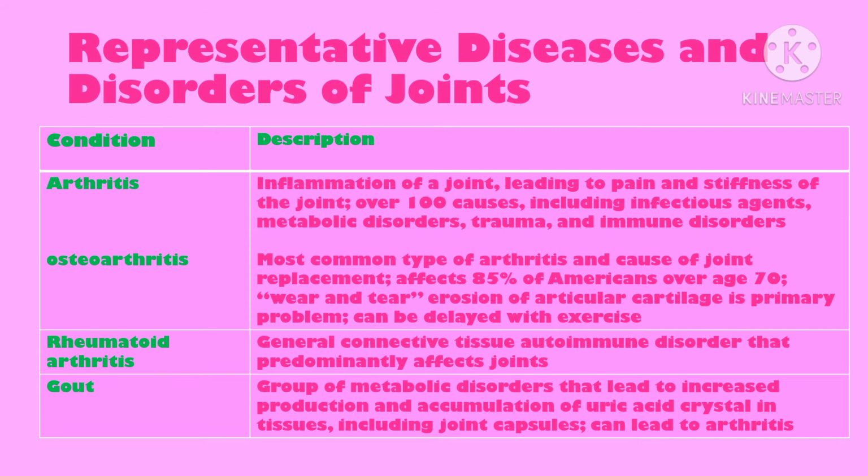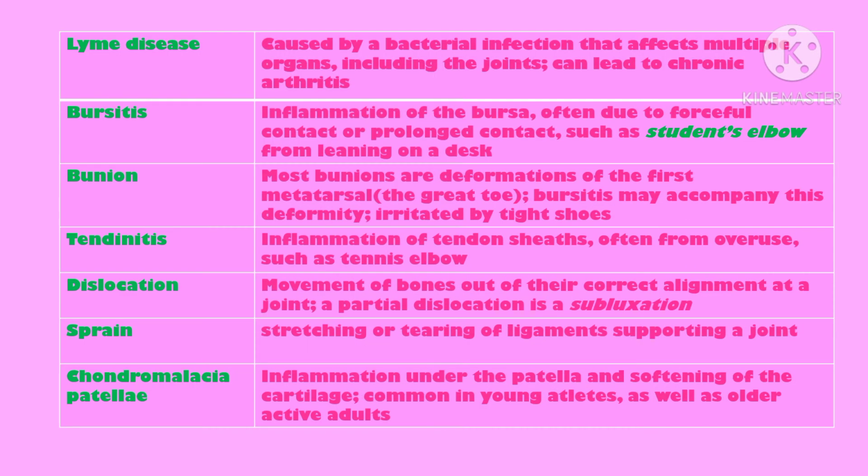The fourth one is gout. Gout is a group of metabolic disorders that lead to increased production and accumulation of uric acid crystals in tissues, including joint capsules, so it can lead to arthritis. The next one is Lyme disease. It is caused by a bacterial infection that affects multiple organs, including the joints, and it can lead to chronic arthritis.